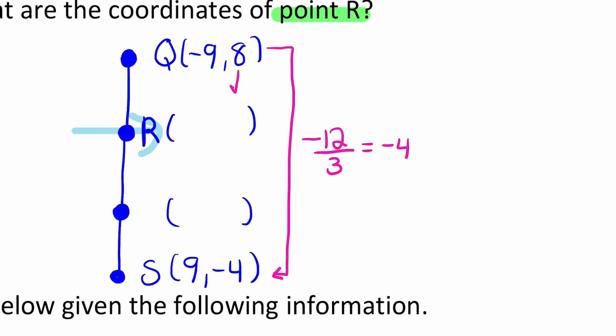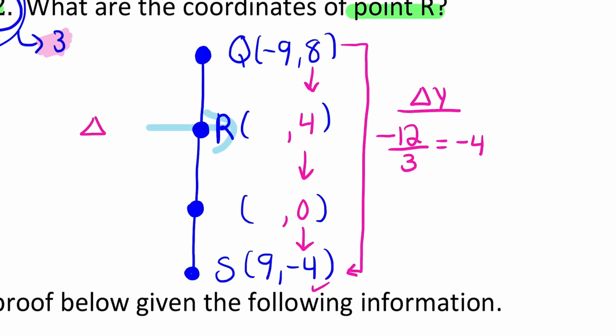So 8 minus 4 is 4. 4 minus 4 is 0. 0 minus 4 is negative 4. And I know I did a good job because I got to the right number at the end. Remember, this was our change in Y we were working with over here, right? Now on this side, for our change in X, we're looking at what happens when I go from negative 9 to positive 9. And that is going up by 18.